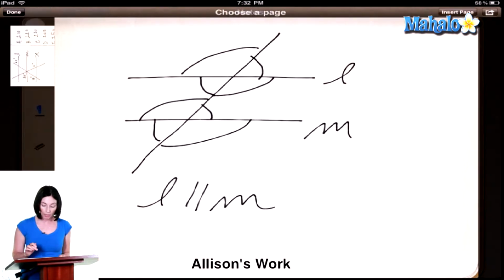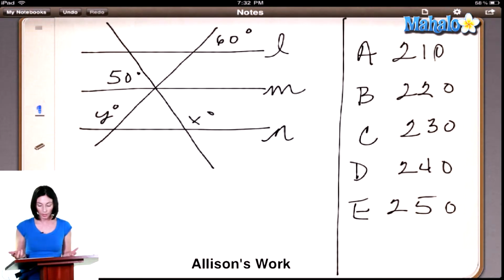Okay, so let's go back to the problem and have a look here. We've got 3 parallel lines instead of 2, and we've got 2 transversals instead of 1. But don't let that throw you off. Just look at one transversal at a time. We know that if we have this transversal here that makes the 60-degree angle, do you see any angle that might be corresponding to that?